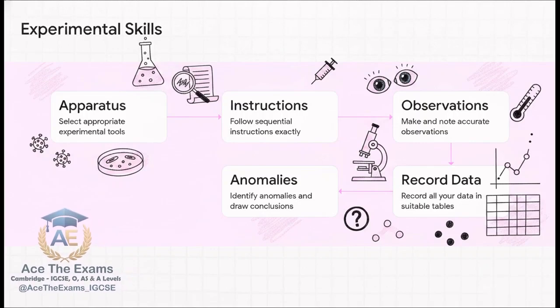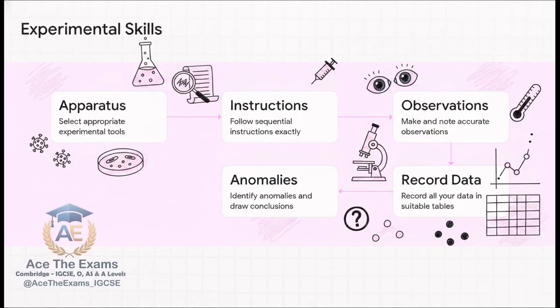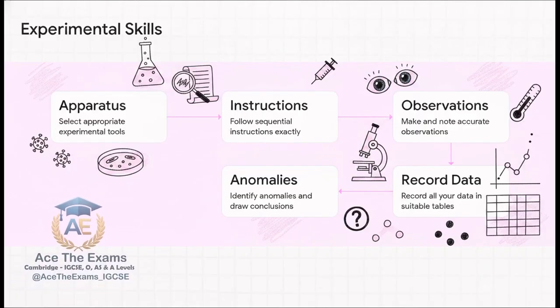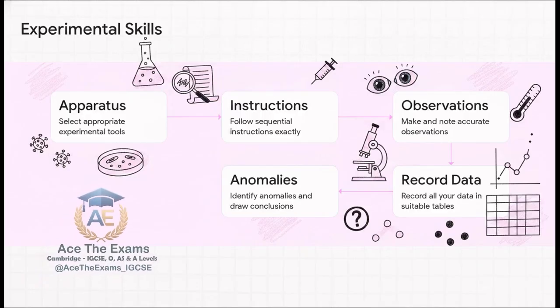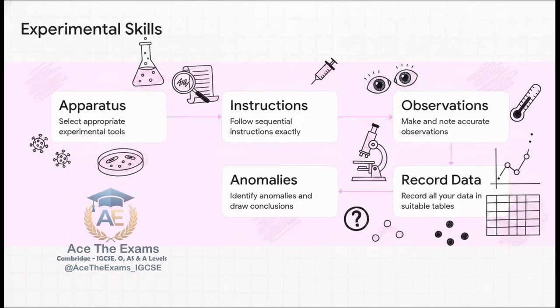You've got to show you can follow sequential instructions, make accurate observations, and record your data in suitable tables. And you want to know the ultimate discriminator for top students? It's explicitly identifying anomalies before you draw your evidence-based conclusions.